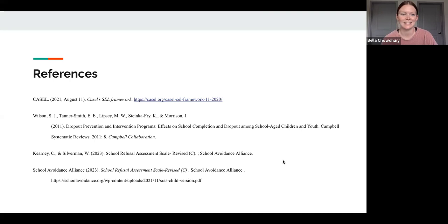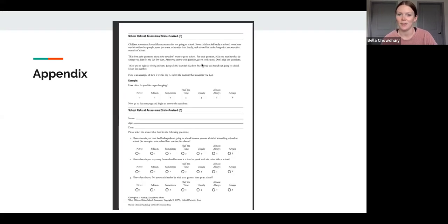Here are my references and my appendix with the scale.